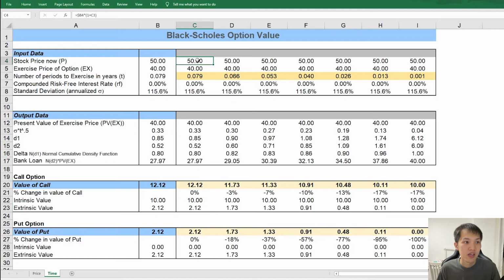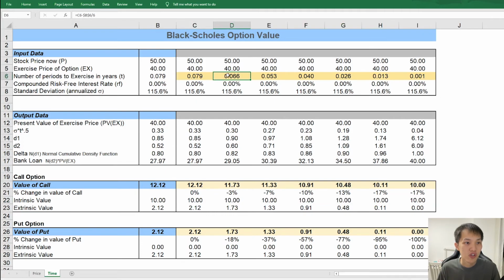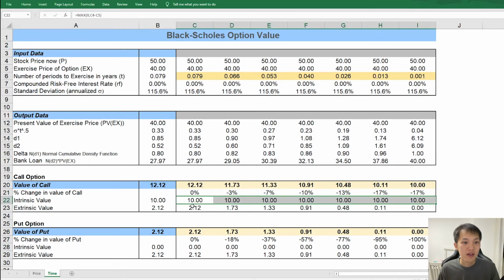And because we keep the underlying price unchanged, the intrinsic value will stay the same, right? So you can see that as time changes, as we get closer to maturity here, the extrinsic value actually will become less and less. So this is why there's always a cost of time decay that's associated with options.